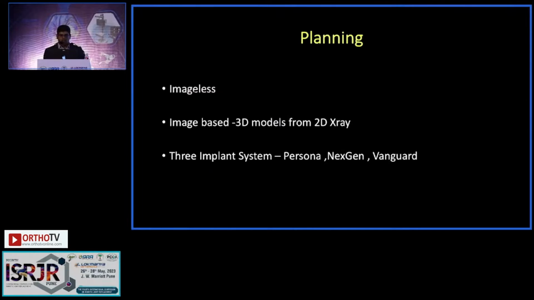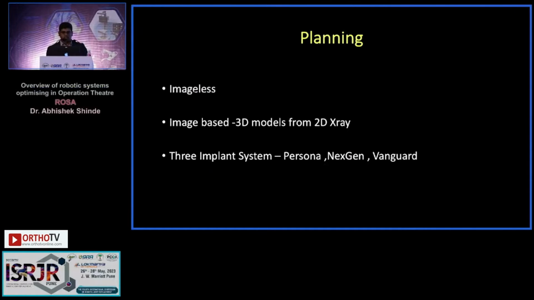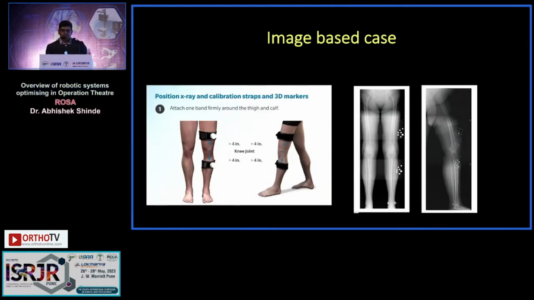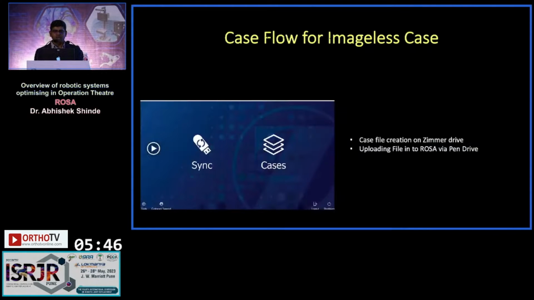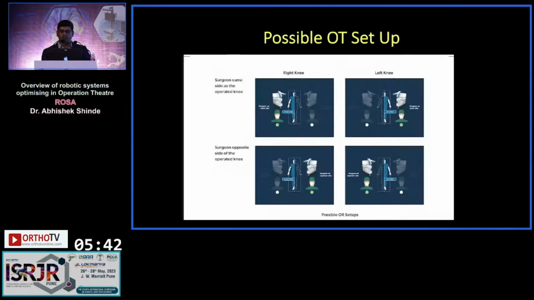So you can do the imageless as well as image-based. We are hearing this since morning. Just a quick rewind: for image-based, you have to do the pre-operative scanogram in AP and lateral. This is the position. Your X-ray technician should be trained very well to get these images. Then you can register for the imageless. You can register the case and go straight away for the planning.